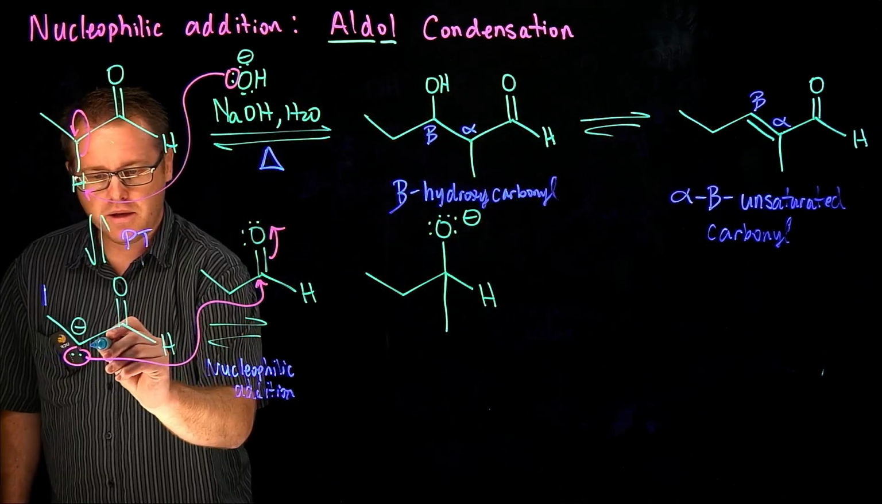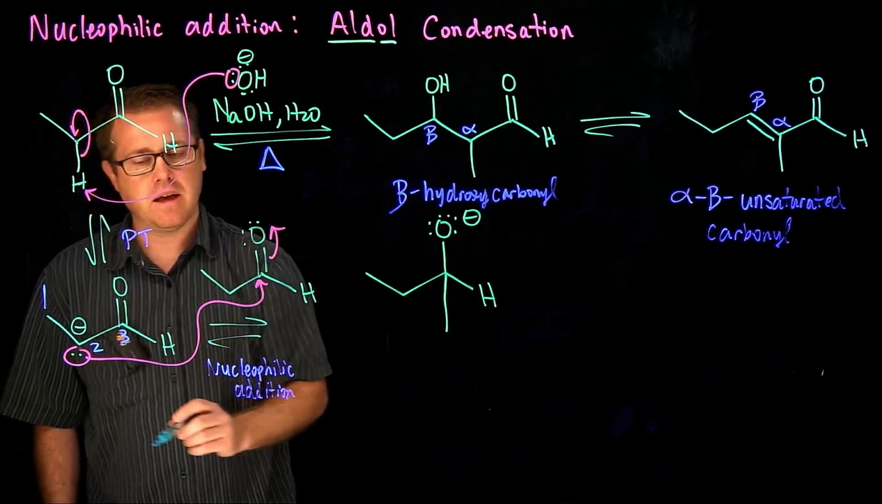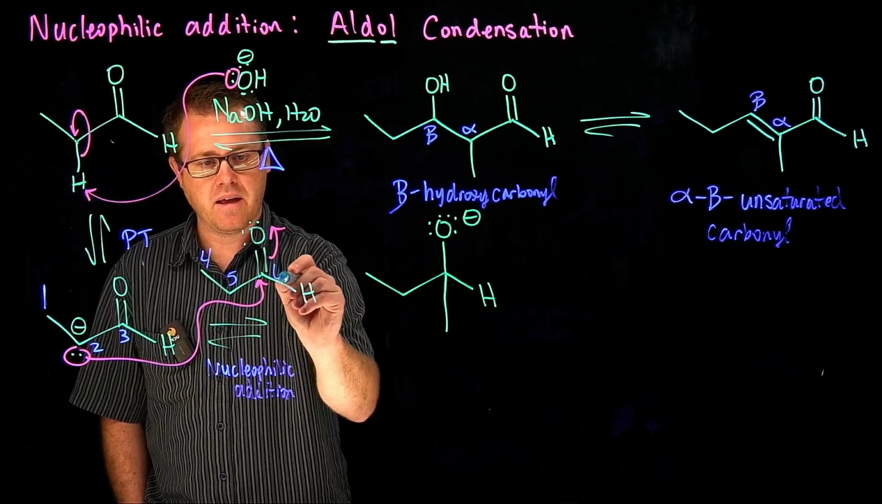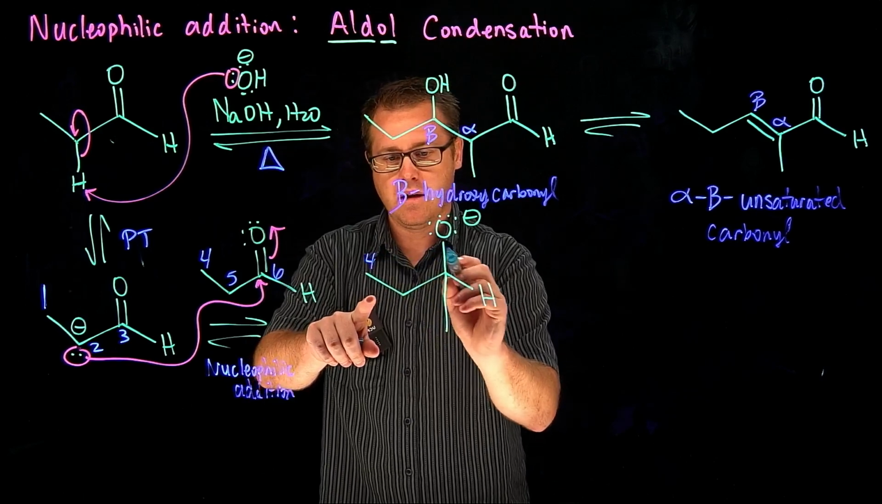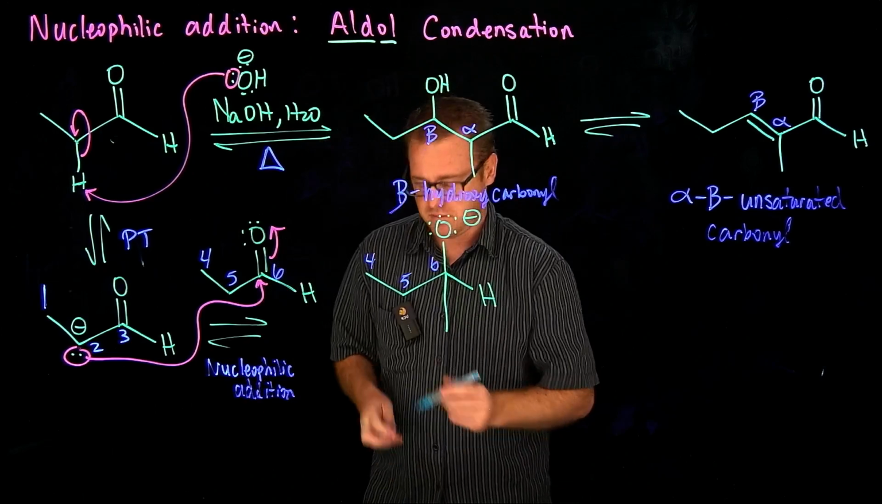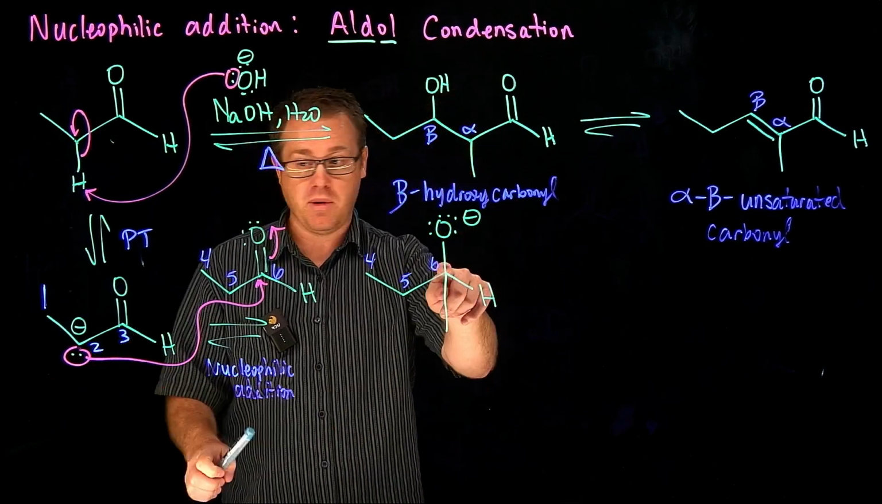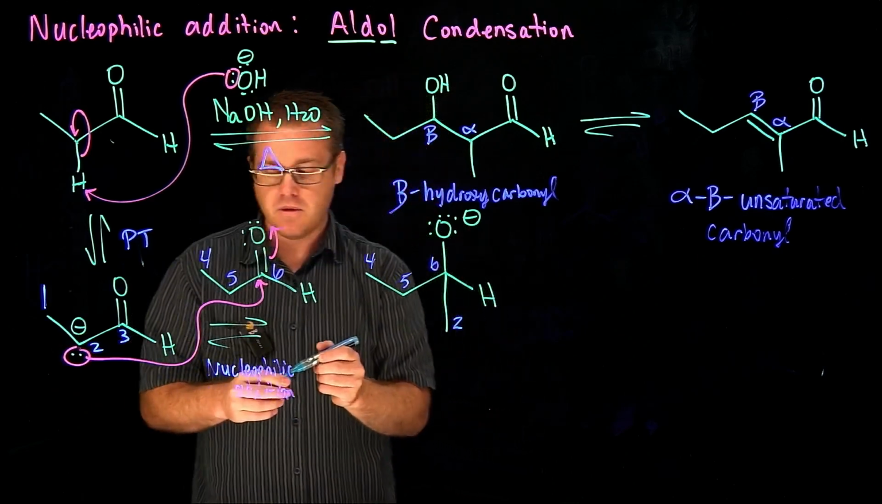Let's go 1, 2, 3. Okay, and that would make that guy 4, 5, and 6. So this is 4, 5, and 6. And we just said that carbon 2 formed a bond with carbon 6. So we'll call that carbon 2.